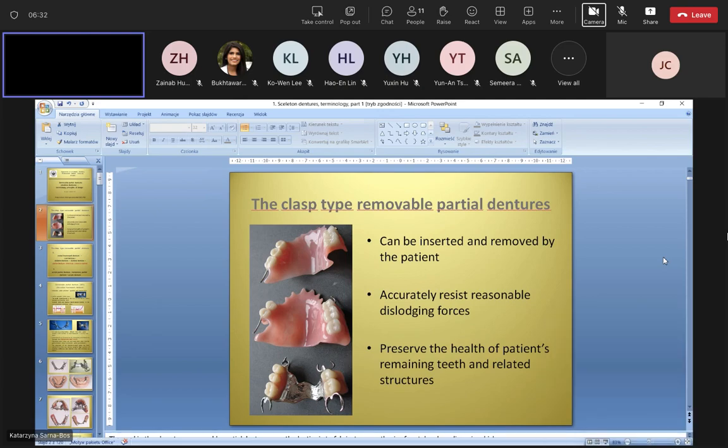be inserted and removed by the patient. Accurately resist dislodging. They preserve the health of the patient's remaining teeth. And the last one, this one is the skeletal denture.